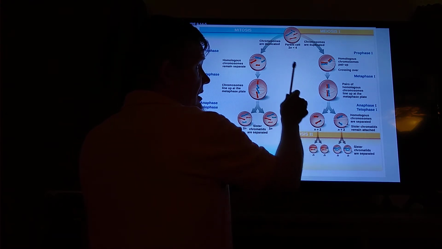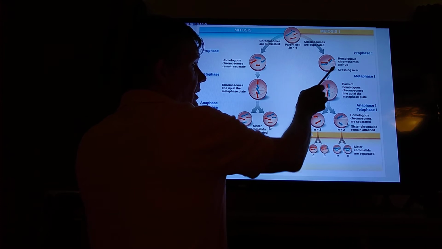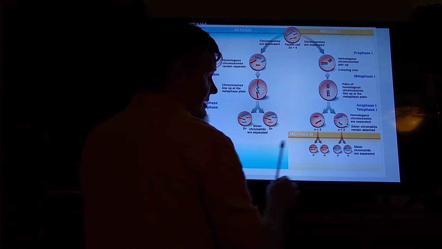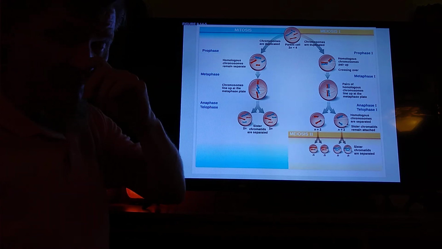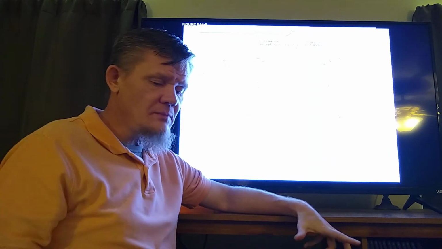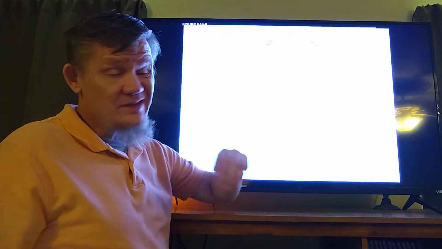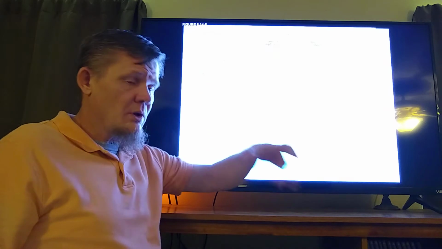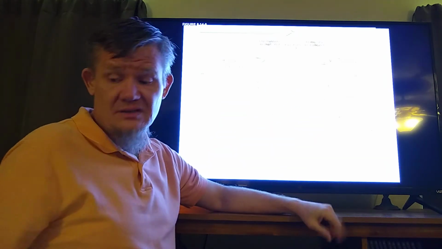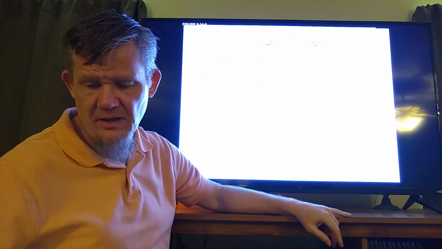All right? So I start off with 1 cell that has 4 of each chromosome, and I end up with 4 cells that have 1 each. And if this is a man, all you have to do is put a tail on that, and I've now made sperm cells. Women do it a little differently. They're a little more complicated, but this is how meiosis is accomplished in men.